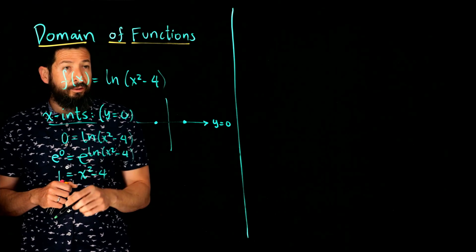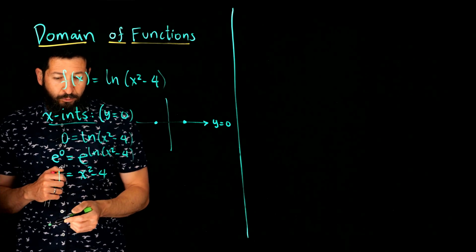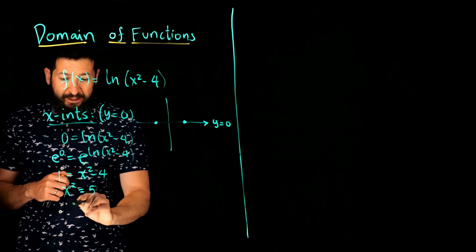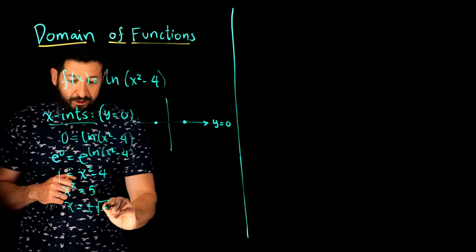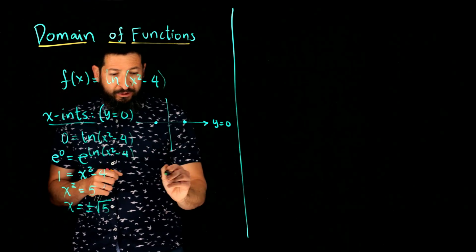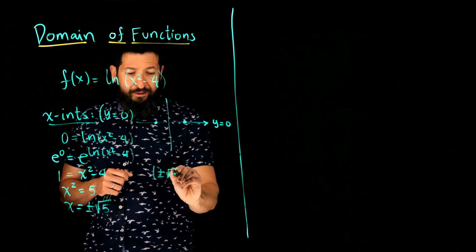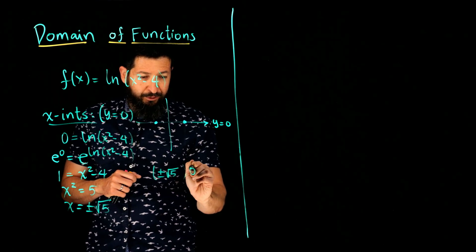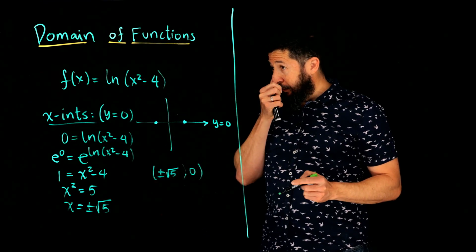So what you would do now to solve, you can add 4 on both sides and get x squared equals 5. And you take your plus minus square root, and you get that your intercepts are going to be of the form plus minus root of 5, comma 0. And that gives me my x-intercepts.